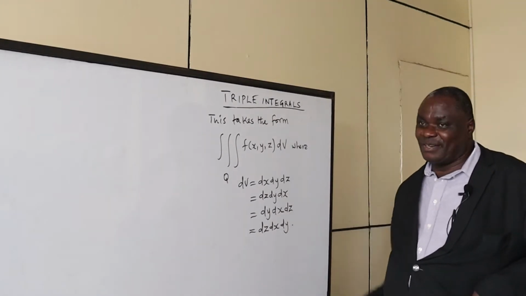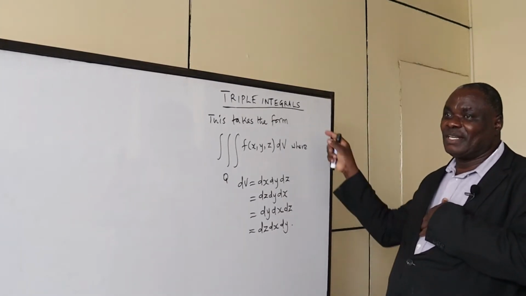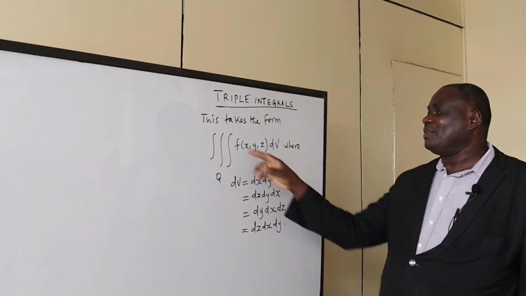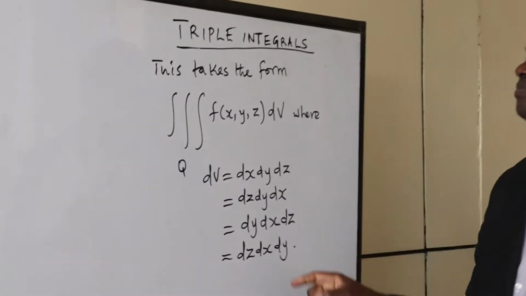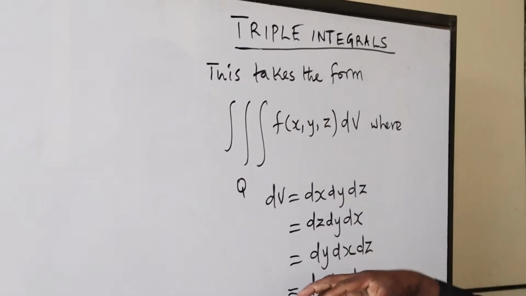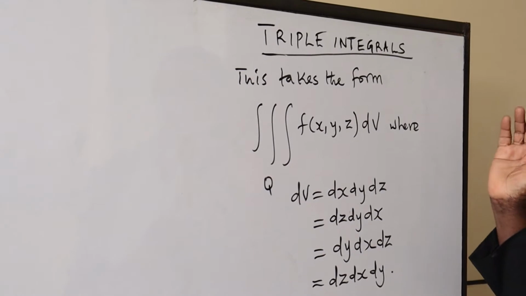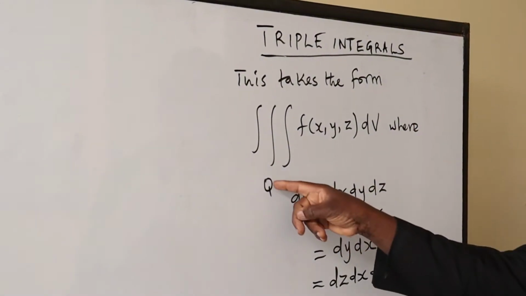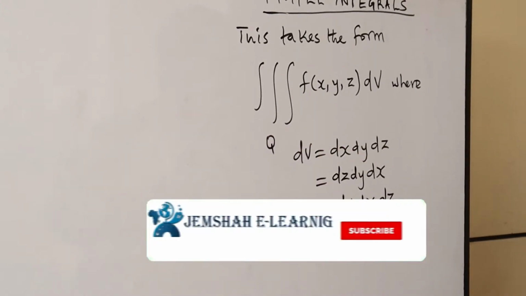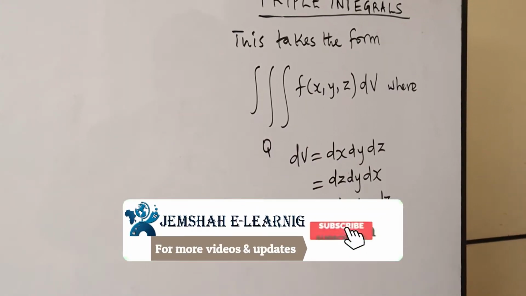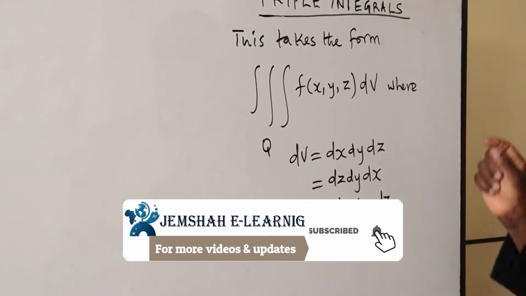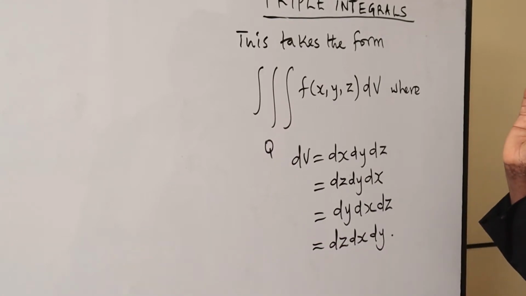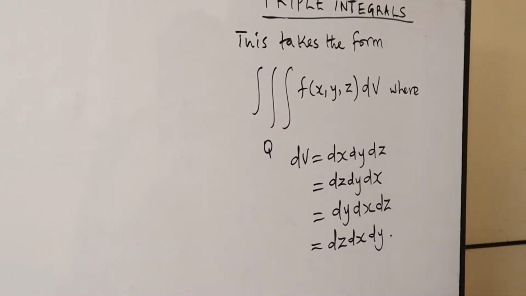Now, in our triple integrals, we are starting triple integrals, and this takes the form: you have three integral signs. Then we are integrating within a solid of integration, where this Q stands for the solid of integration. That is where we are going to get our limits for z, for y, and for x.